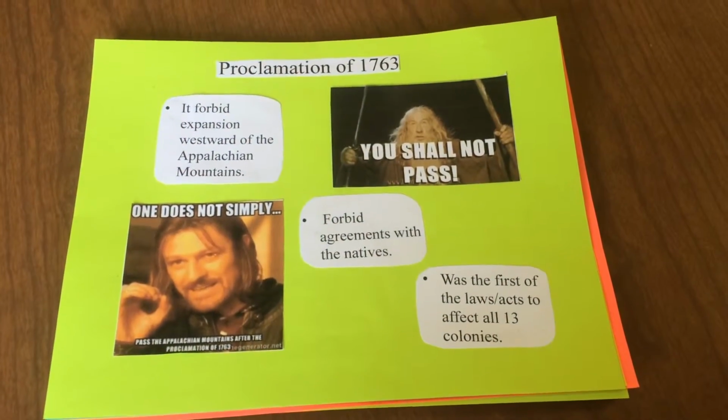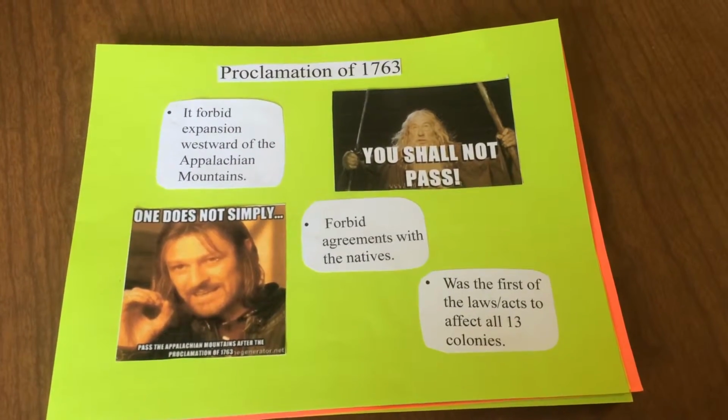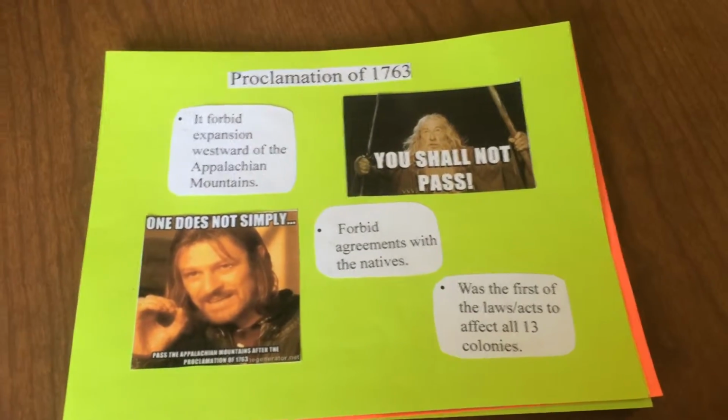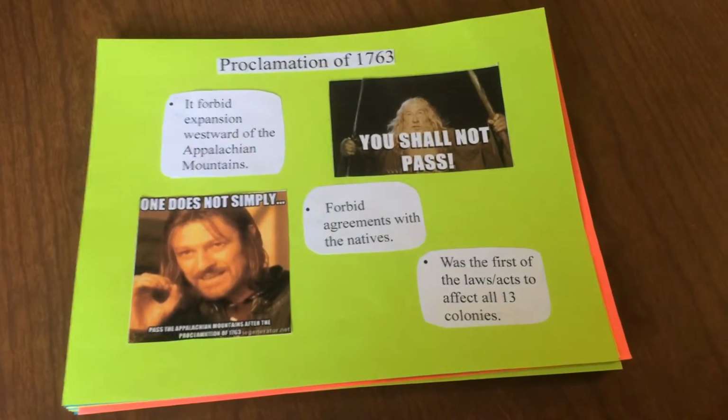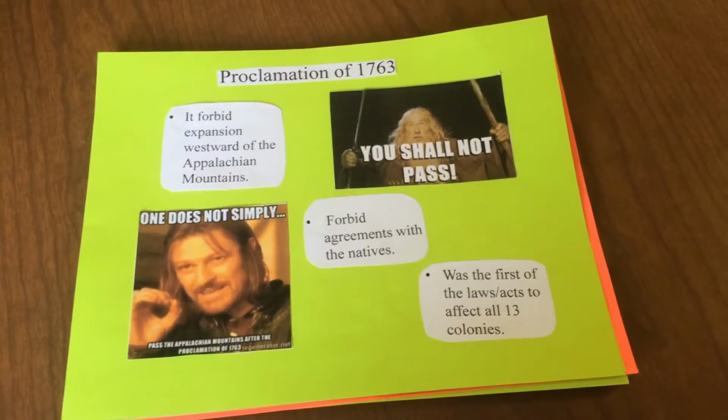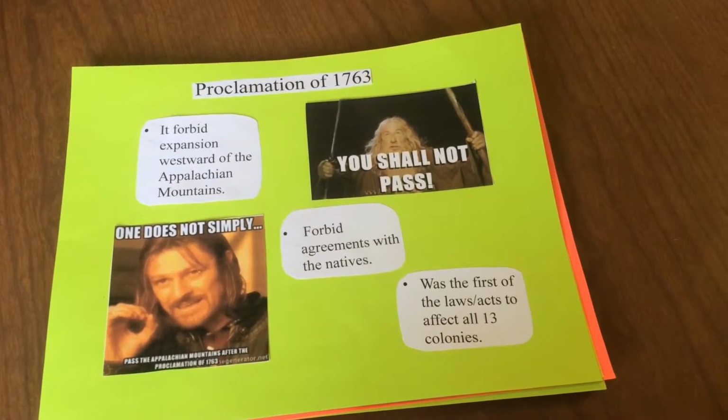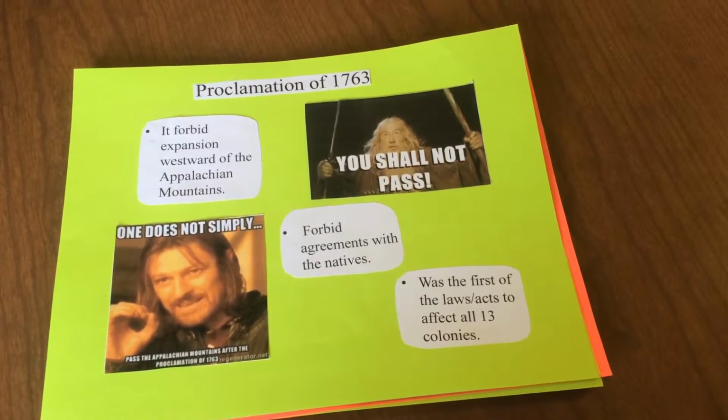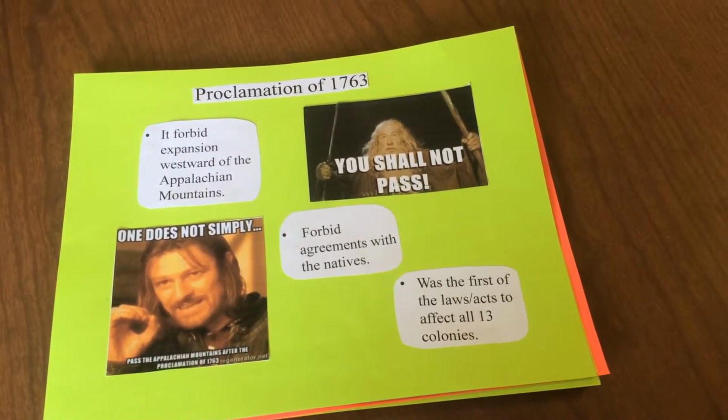The Proclamation of 1763 forbade expansion westward of the Appalachian Mountains and agreements with natives due to the revolt of the Native Americans. This protected not only the colonists from the natives, but the natives from attacks by the settlers. This was the first law to affect all 13 colonies.